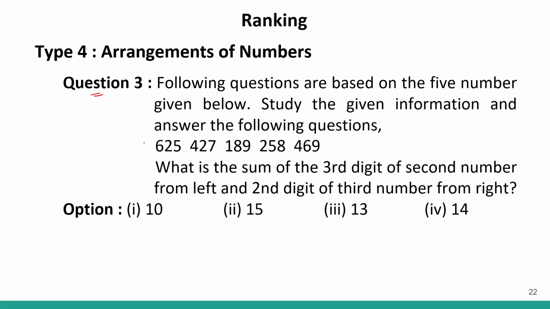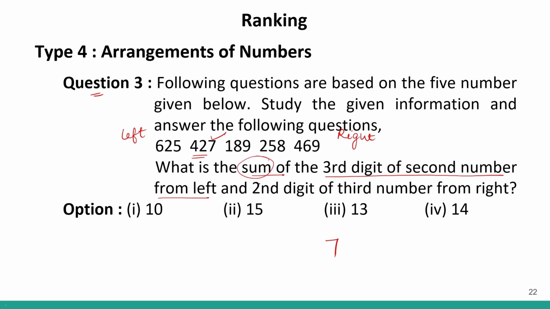Now, question number 3. Again 5 numbers are given to us, certain instructions are given to us and we have to find out the answer. The following questions are based on the 5 numbers given below. Study the given information and answer the following question. What is the sum of the third digit of the second number from left? So this is my left. This is my right. Correct? The second number from left will be 427 and the third digit will be 7.